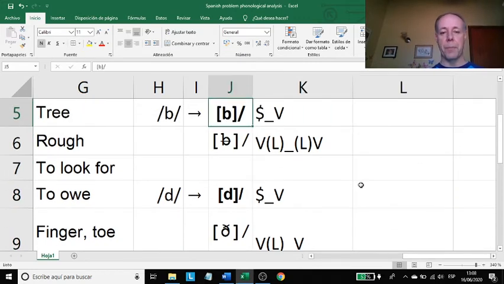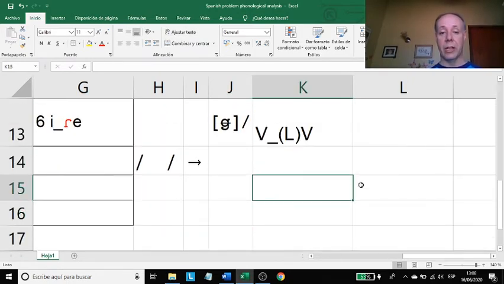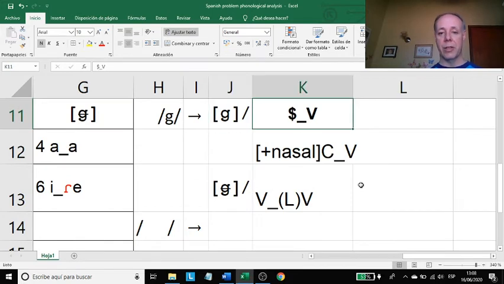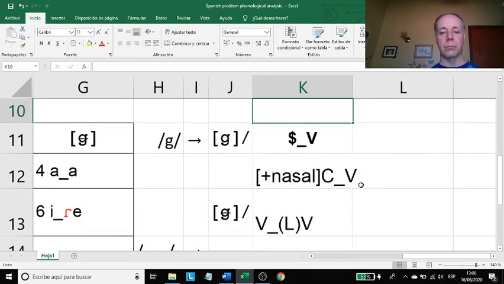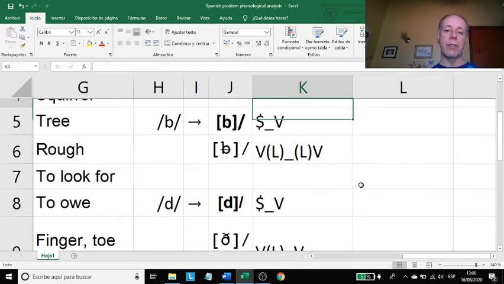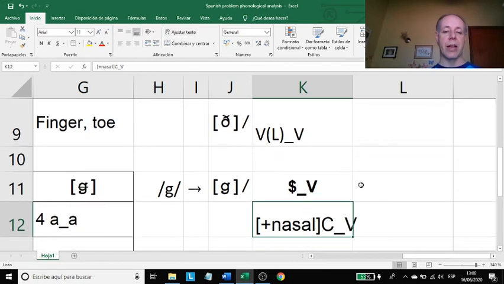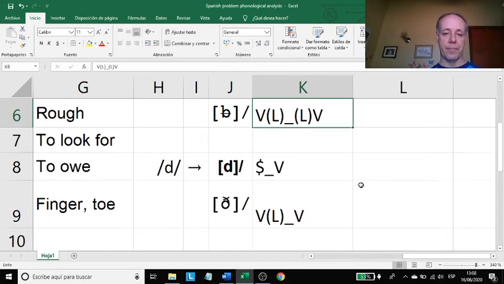Let's look at it. The B is syllable initial before a vowel. The D, syllable initial before a vowel. And the G, syllable initial before a vowel. Don't you think that we can make just one rule instead of having three rules with three different phonemes? Let's do that. Let's write one general rule then.